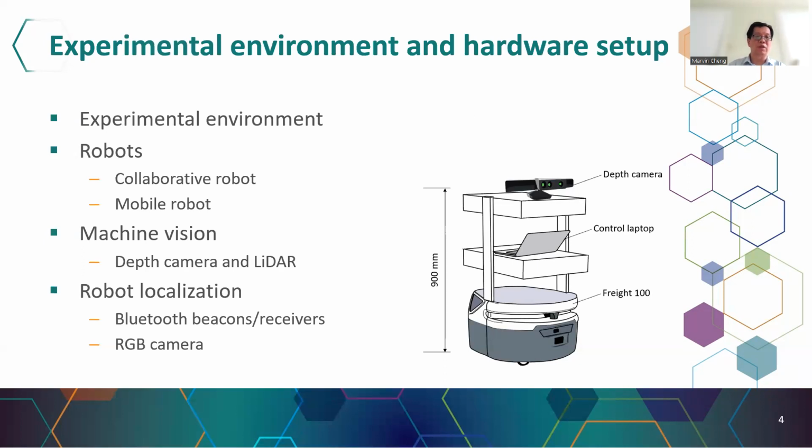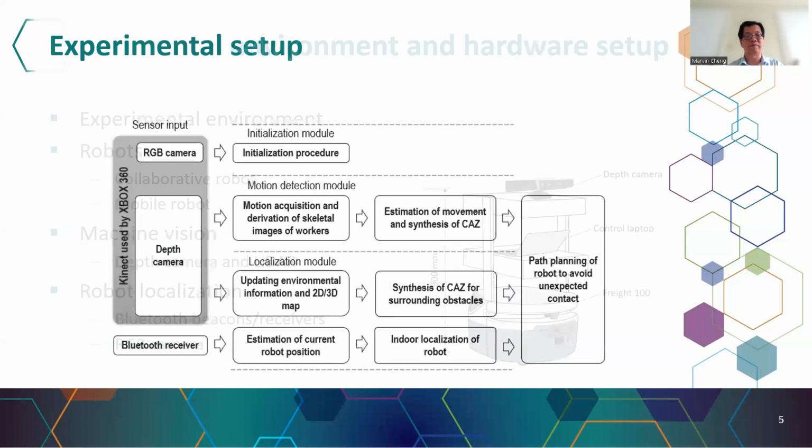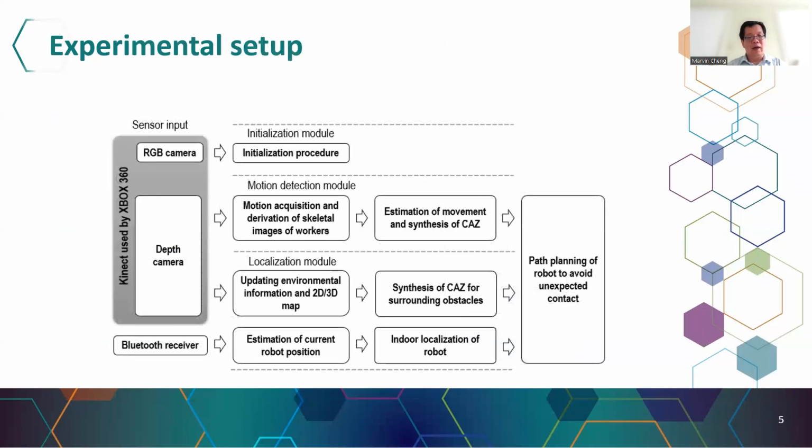And for the localization, we use Bluetooth beacons and receivers to determine where the robot is located in the experimental area. We also use an RGB camera to scan the existing QR codes in the area to determine its absolute position. On this page, we're talking about some of the operation of our robots. For the sensors, we have three types: RGB camera, depth camera, as well as Bluetooth receiver. Those are the sensors we use for the robotic devices.